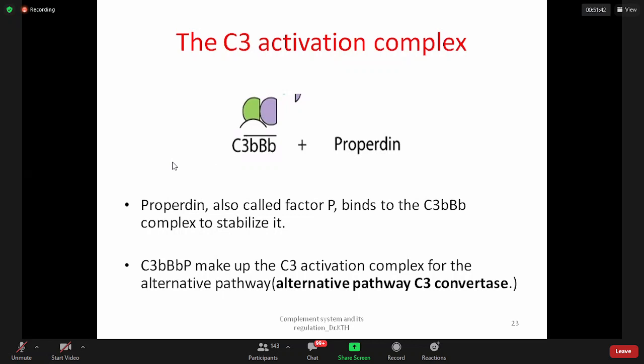The classical pathway requires immunoglobulin M or immunoglobulin G, whereas the alternative pathway does not require these immunoglobulins. Two, we are now seeing that the C3 convertase in the classical pathway is made of C4b2b, whereas the C3 convertase in the alternative pathway is made of C3b, Bb, and P. P is the properdin factor. That's a big difference.